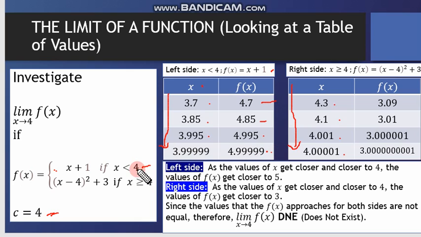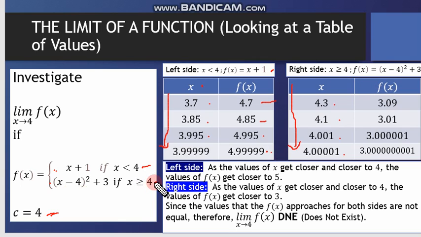Okay, to our right side table. Again, let's look back to our function. There's a condition here. If our x is greater than or equal to 4, we will use the second equation. Take note, all the values of x here in the right side table are greater than 4. Therefore, we will use the second equation.